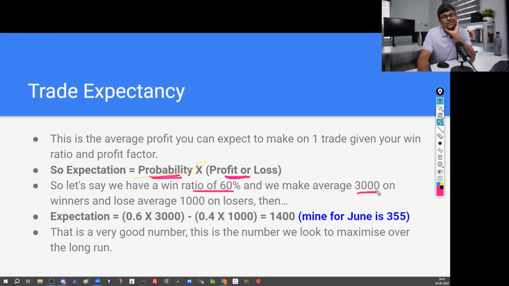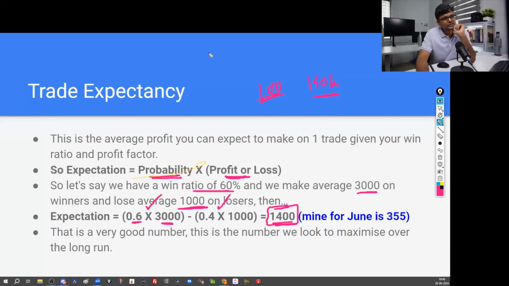And you remove the losses from it. So 40% of the time you're losing, 0.4 into 1,000. When you calculate this, you will get 1,400. 0.6 into 3,000 is 1,800. 0.4 into 1,000 is 400. Your expectation to make money on, say, 100 trades, considering your win ratio and your profit factor, is 1,400 per trade. So if you take 100 trades, you will make 1,40,000, if you have these numbers.